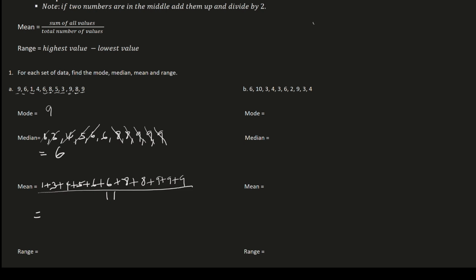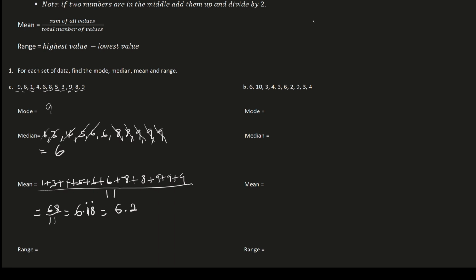All right, so to work this out, we need to add all of this, and upon adding and then dividing by 11, we have 68 over 11, which as a decimal will give us 6.1 recurring and 8 recurring, which can be written as 6.2 to 1 decimal place. Yeah, good.